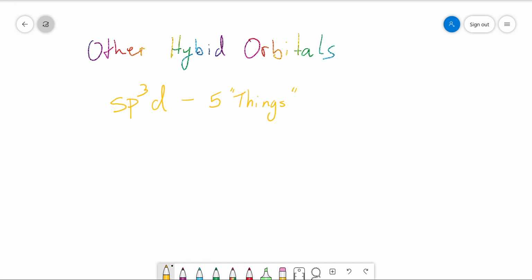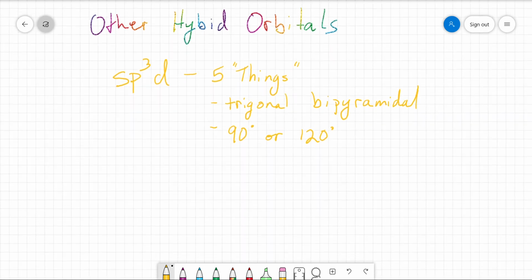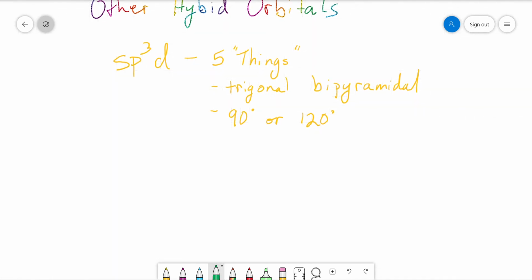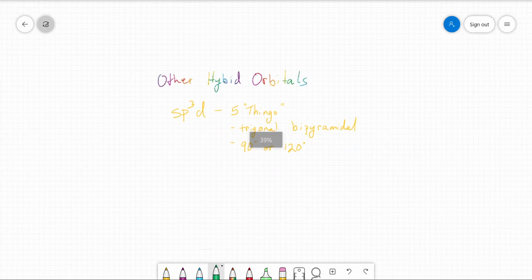Okay, we would have the basic shape of trigonal bipyramidal, and we'd have a bond angle of 90 degrees or 120 degrees, depending on which bond angle you're looking at. Remember, this is the one that has the axial and the equatorial positions.